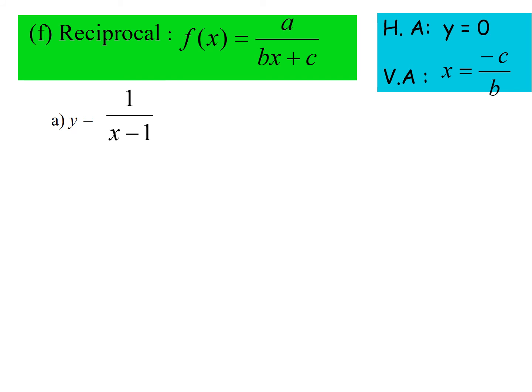So let's say we have a function y = 1 over (x − 1). The horizontal asymptote is y = 0, which is the x-axis. And then we find the vertical asymptote x = −c/b. We get x = 1. So the vertical asymptote is x = 1. Asymptote means we cannot touch or cross the boundary.